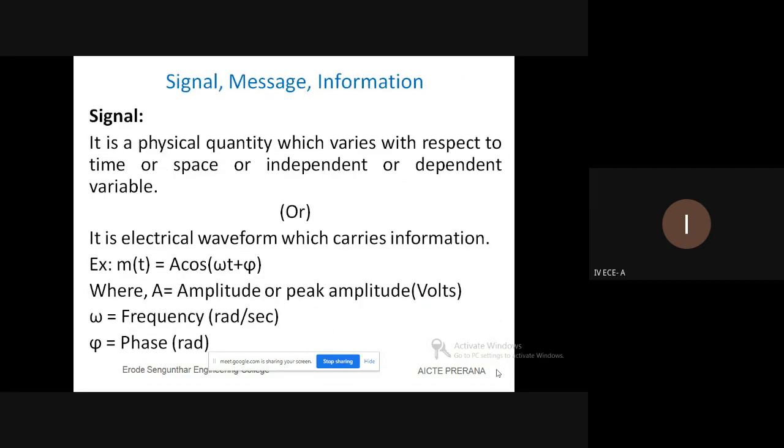Next, we'll see the signal. A signal is a physical quantity which varies with respect to time or space or any independent or dependent variable. It can also be defined as an electrical waveform which carries information. Below, the mathematical representation of the signal is shown, where A is the amplitude of the signal, having the unit of volts, omega is the angular frequency in radians per second, and phi is the phase in radians.